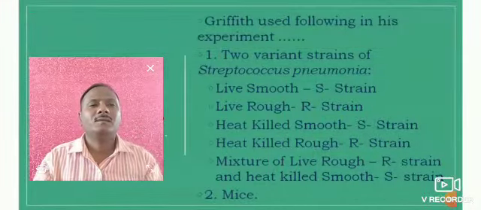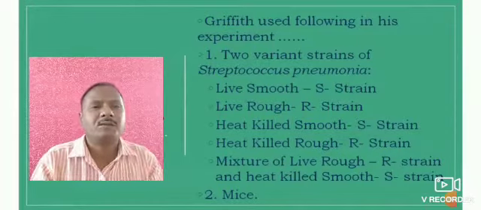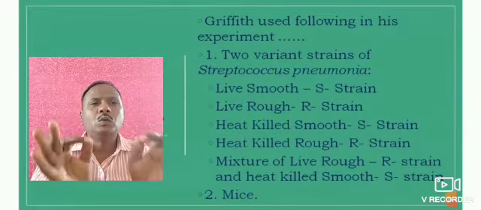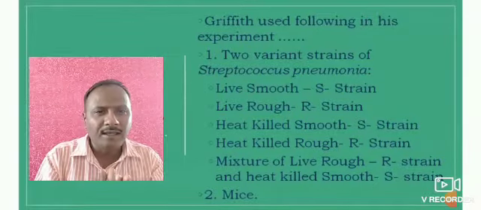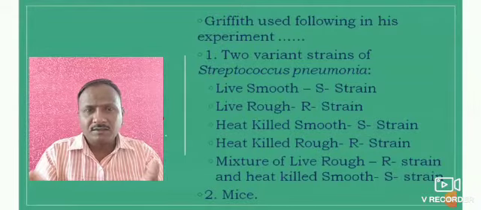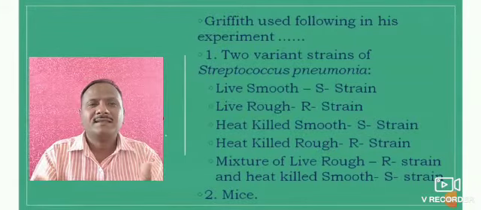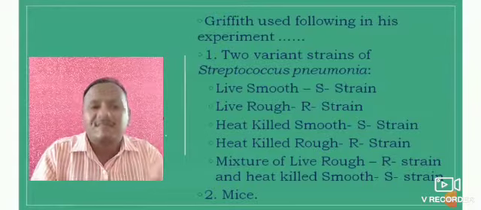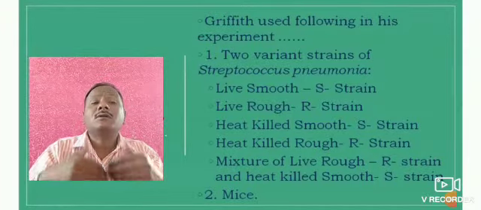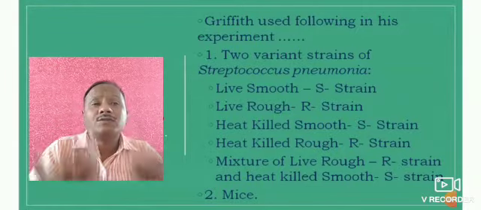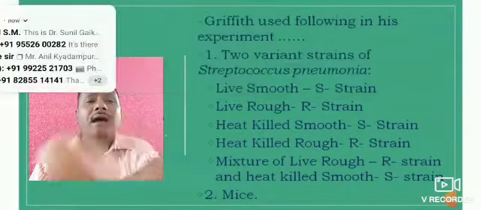This is the requirement of the Griffith experiment. Basically, two requirements: one, two strains of Streptococcus pneumoniae, and second, experimental animals, that is, mice. First is the Streptococcus pneumoniae, and in it there are two strains, live smooth S strain and live rough R strain.